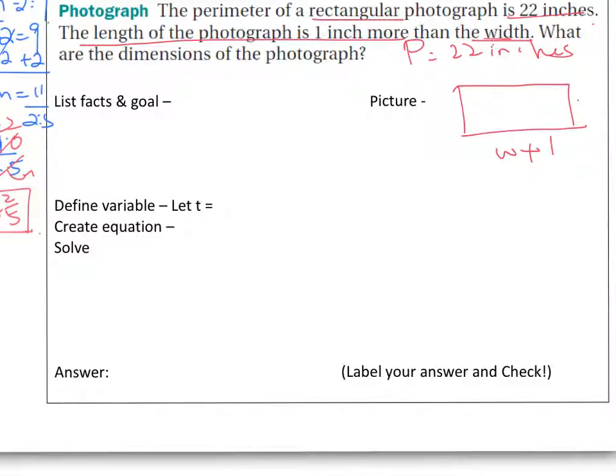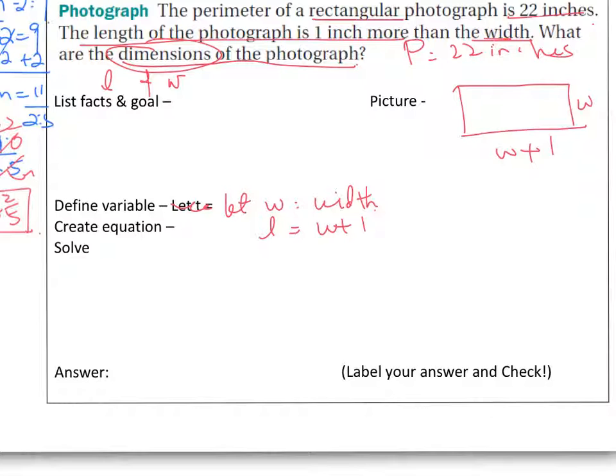Therefore, here I can let W be the width. What are the dimensions of the photograph? Dimensions just means it wants you to find the length and the width. Here I told you the length is equal to W plus 1.